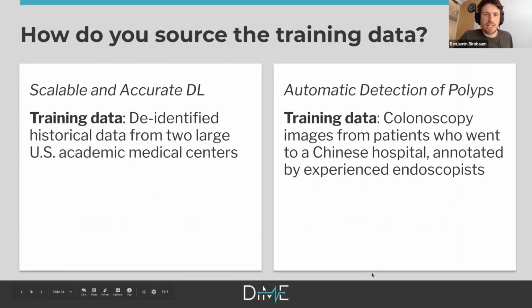The third question that we recommend you ask is, how do you source the training data? So where does the data come from? And this is something we also alluded to earlier. For the first study, the data was historical, and it came from 2 large US academic medical centers. For the second study, the data came from colonoscopy images from patients who went to a Chinese hospital, and it was annotated by experienced endoscopists.